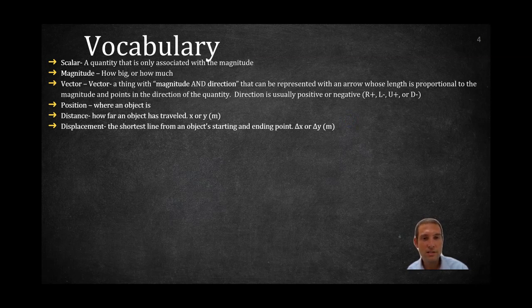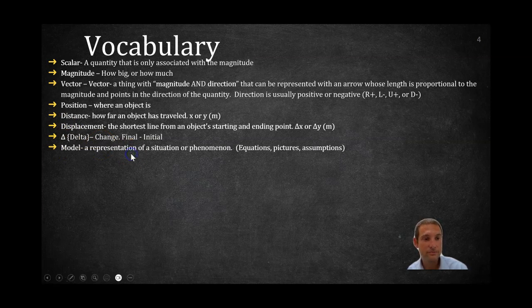Displacement is the shortest line from an object's starting point to its ending point. Delta x if it's on the x-axis, or delta y if it's along the y-axis, again measured in meters. They may seem like distance and displacement are the same thing, but they're not, so watch out for that soon. That delta thing is a Greek letter, capital delta, and to us it just means change. And change means final minus initial.